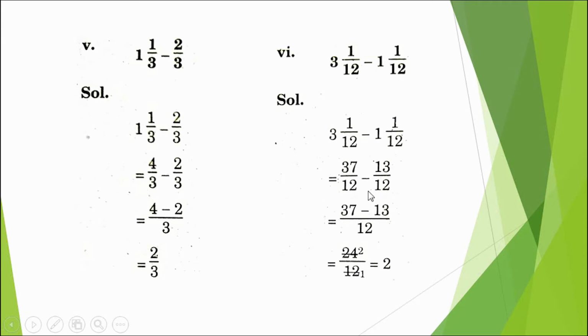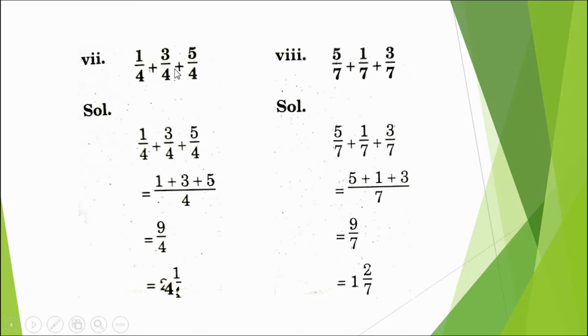Now 3 and 1 over 12 minus 1 and 1 over 12. 12 3s are 36, add 1, 37 over 12. Minus 12 ones are 12, add 1, 13 over 12. Now LCM will be 12, 37 minus 13, answer will be 24 over 12. 12 ones are 12, 12 2s are 24.